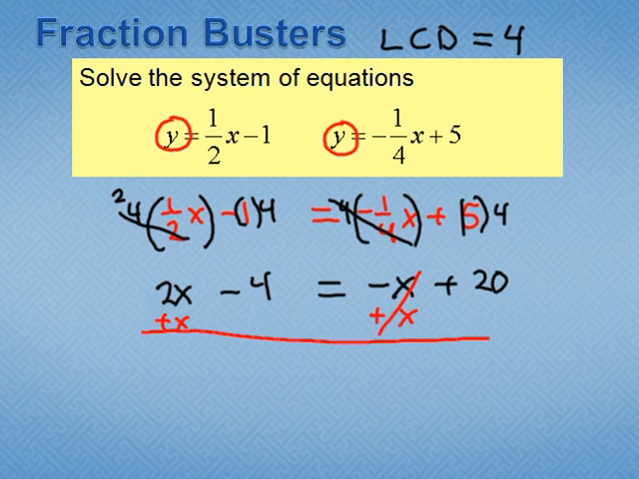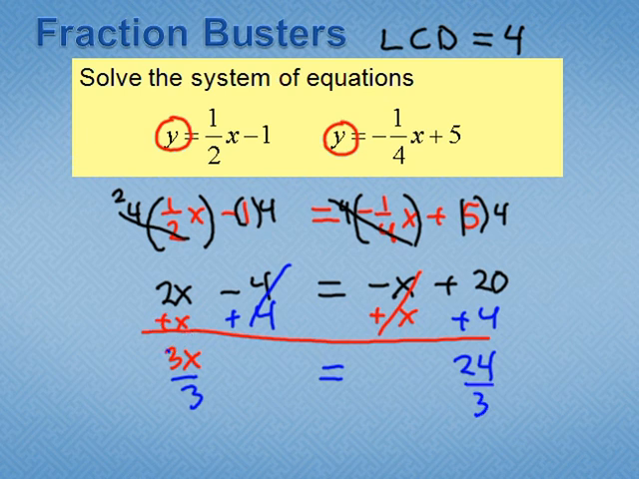These guys cancel out. 2x plus x is 3x. Same thing with the numbers. Let's move the negative 4 to the right-hand side by adding 4 to both sides of the equation. Those guys cancel out. 20 plus 4 equals 24. And then for our final step, we need to divide both sides by 3.